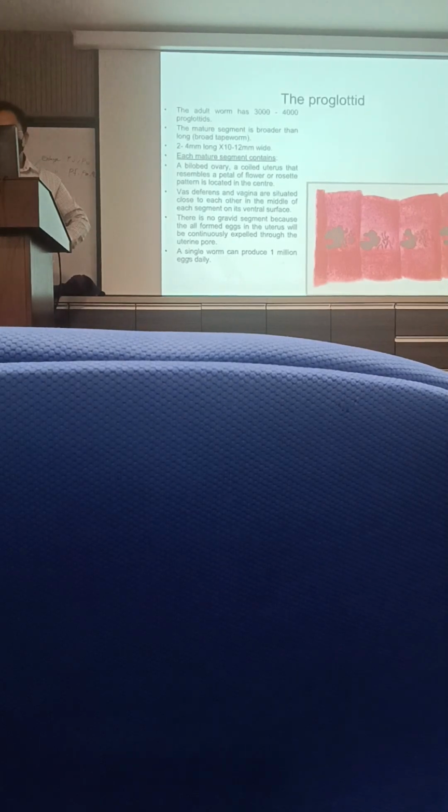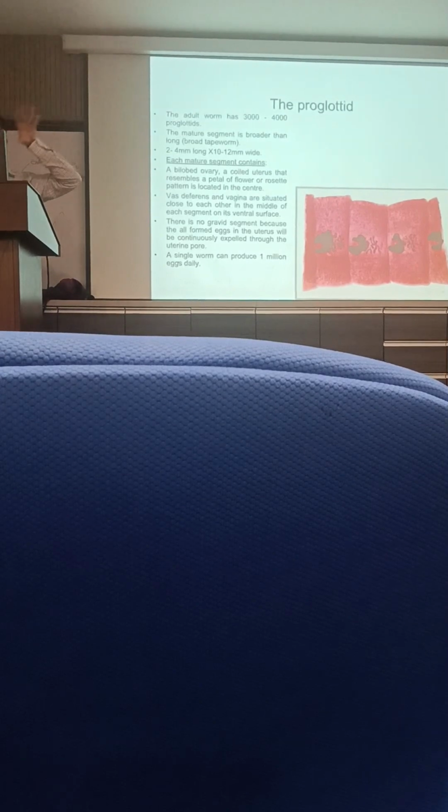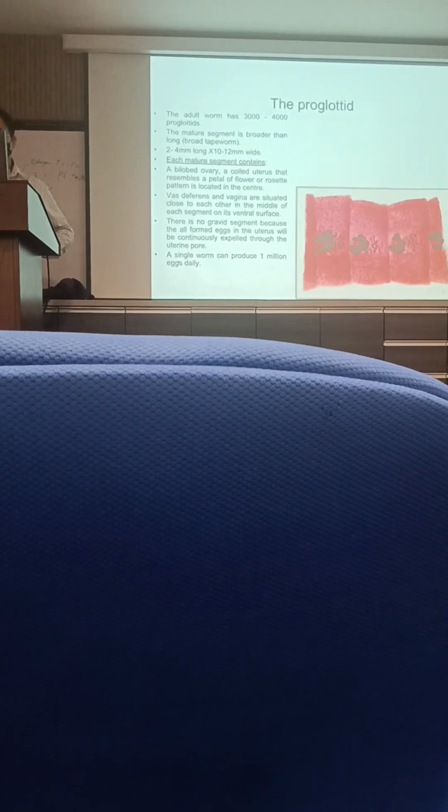So each mature segment contains bilobed ovaries. You can see the bilobed ovary, right? And then a coiled uterus, right? All of those form something like a flower. It resembles a petal of a flower or rosette pattern located in the center. The reproductive organs like the vas deferens and vagina are situated in the middle, right?